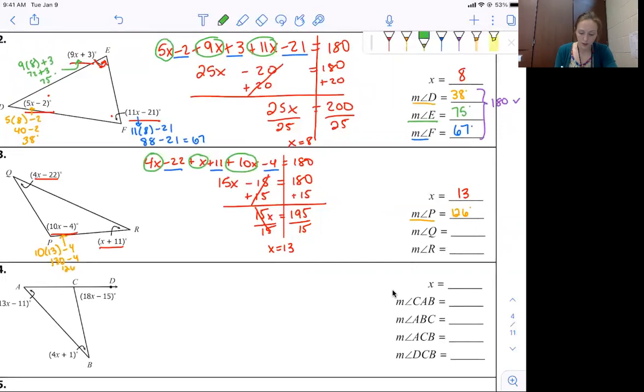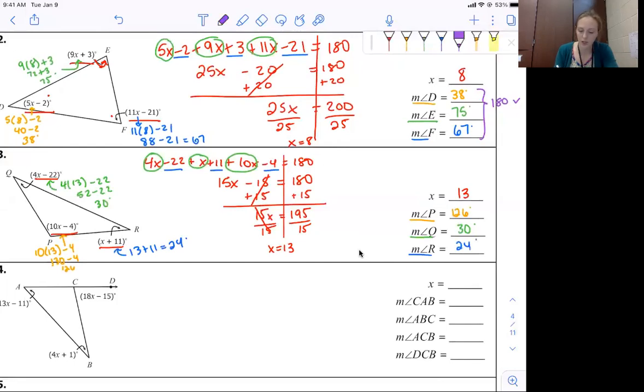Then I do the same thing for angle Q. So angle Q right here, 4 times x, which is 13, minus 22. 4 times 13 gives me 52, minus 22 gives me 30, I believe. I'll double check that. I'm pretty sure it's 30. And then the last one there is angle R, plug it in right here. I'm going to take just 13 plus 11, which is 24.